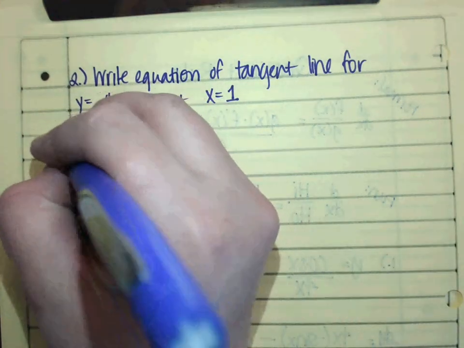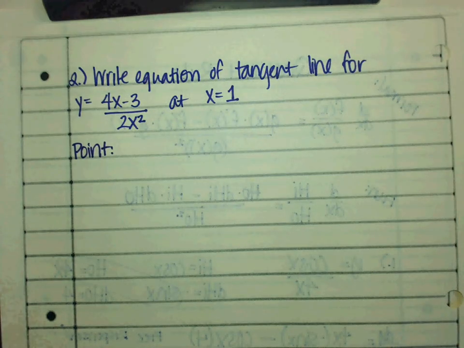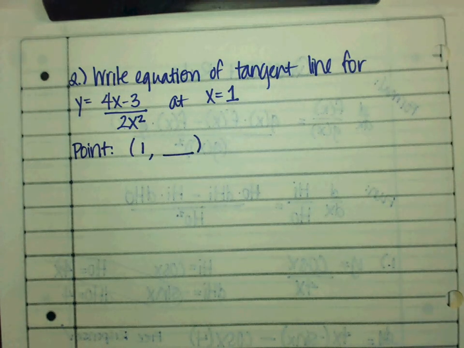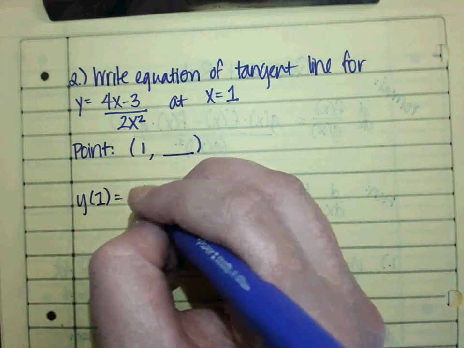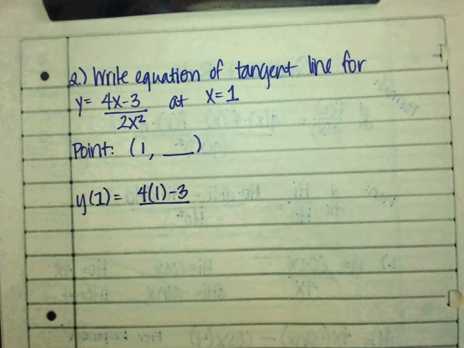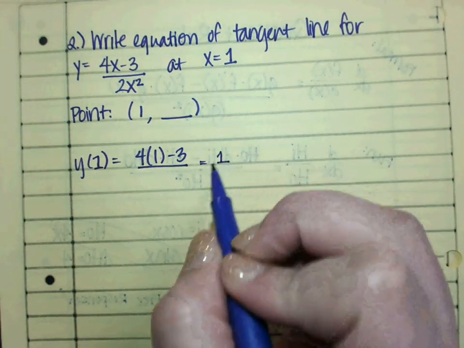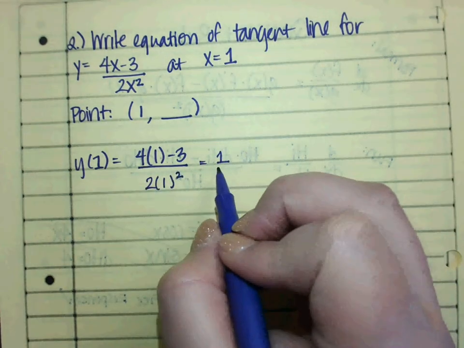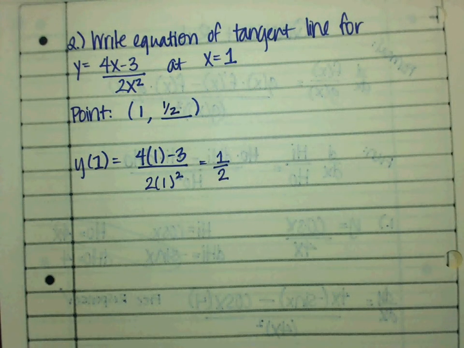To find the point, where do you plug in? You plug in 1 to the original. Very good. So I'm plugging in a 1. So it's going to be 1 comma something. Then I'm going to plug in a 1 to my equation. So on the top, y of 1 equals, I have 4 times 1 minus 3. What's that on top? 4 times 1 is 4. 4 minus 3 is 1. On bottom, I have 2 times 1 squared. 2. Just a 2. So my y value is a half. Okay, from there I have my point. I still need my slope.